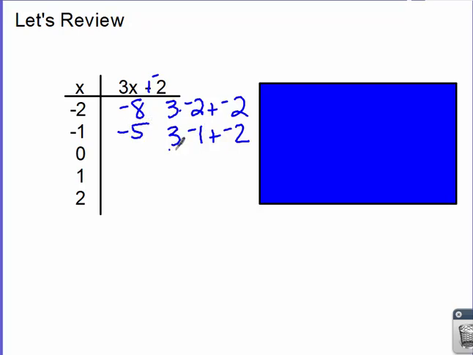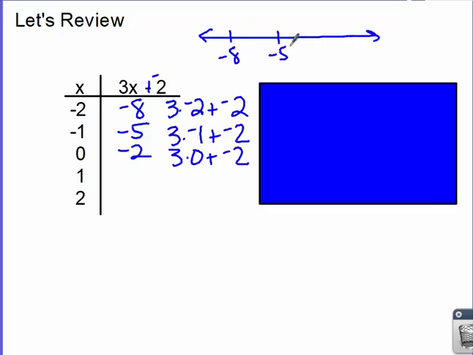Then we would do the same for 0. 3 times 0 plus -2. 3 times 0 is 0, plus -2 gives us a -2. Now what I've taught you to do at this point is look for the patterns. What are we doing? You'll notice that we are increasing by 3 because on a number line, we're going from -8 to -5 to -2. We're traveling to the right. So that means we are increasing.